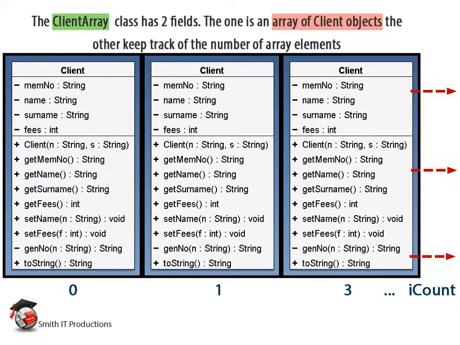Here is another graphical representation of our ClientArray class that we are about to create. It will consist of two fields. The one will be the array of client objects, and the other one will keep track of the number of elements. Here you can see what we are actually doing is we are adding in each and every array element an object of type client. So we are creating an array of objects.